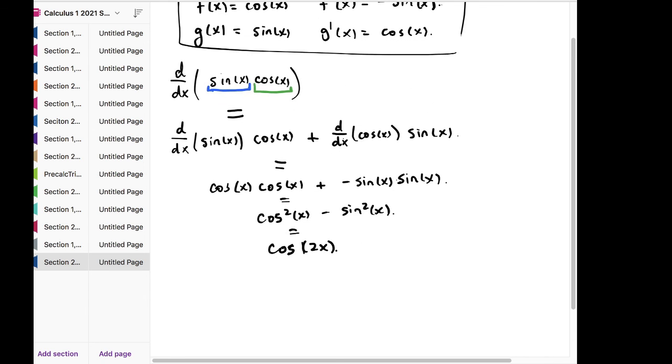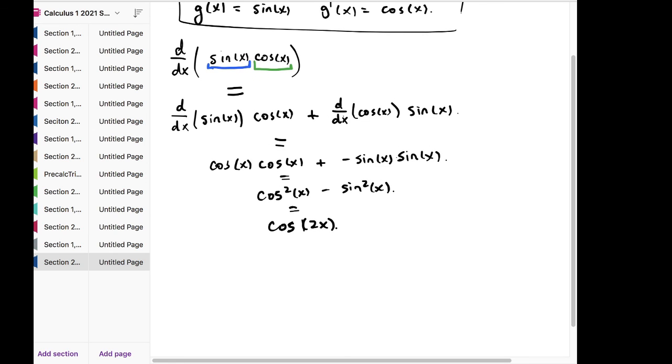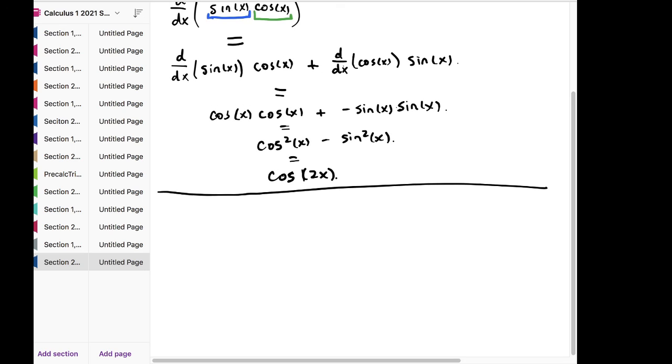Okay, cool. Let's do another one. Let's do d/dx of sine squared. Okay. How do we do this? Using what we know, not any future rule. There are other rules to solve this, but we don't know them yet.